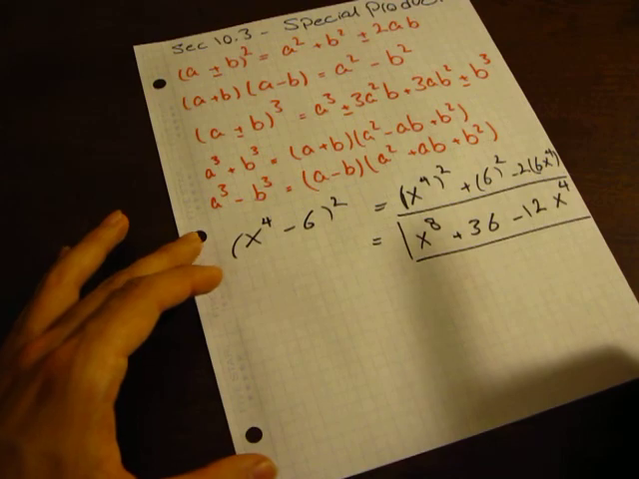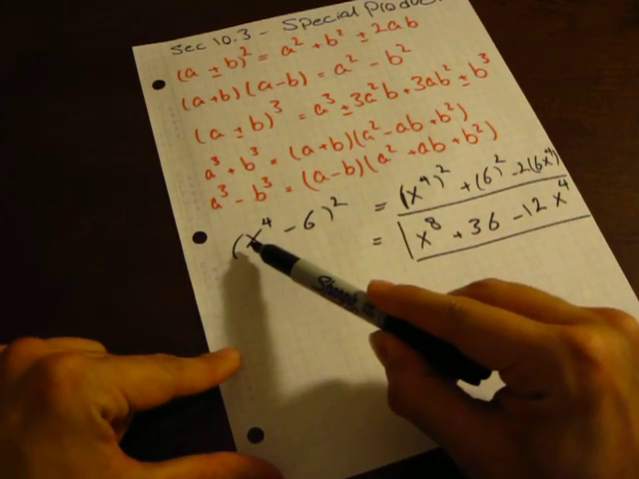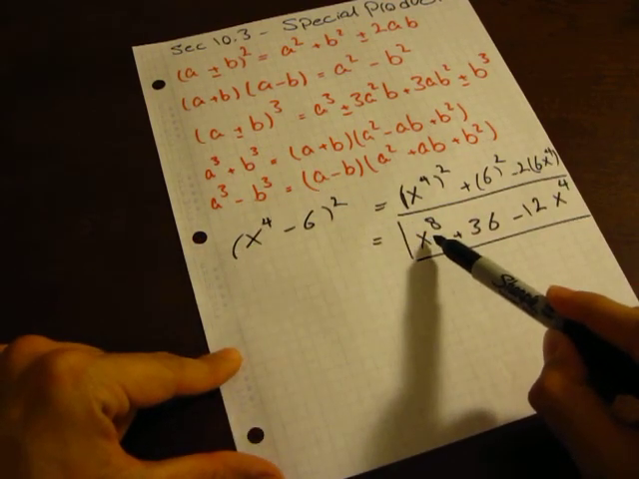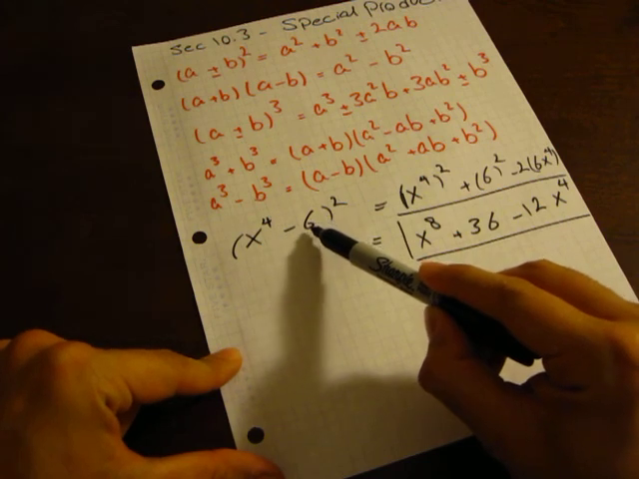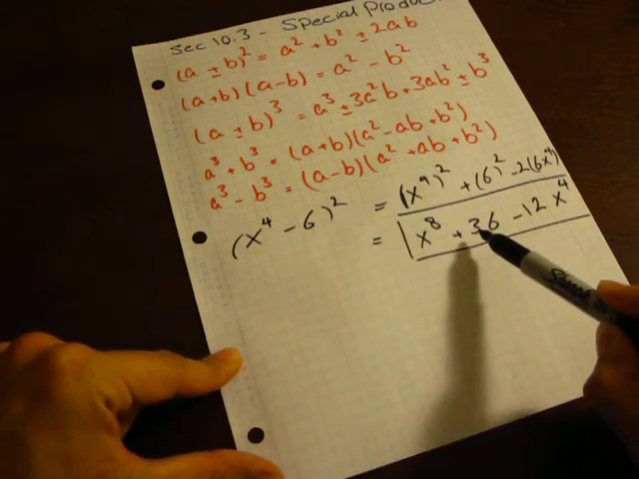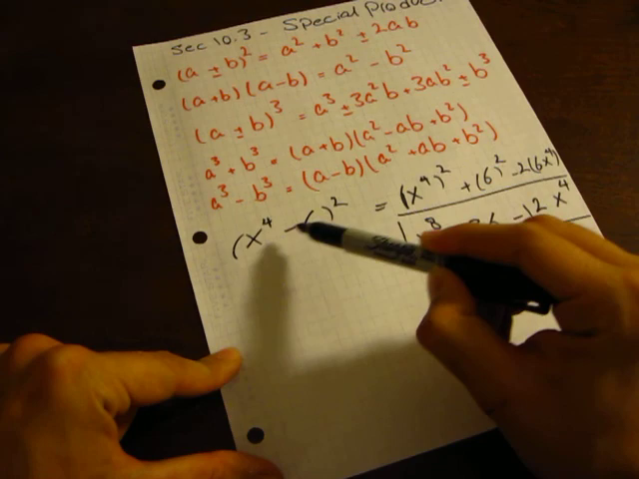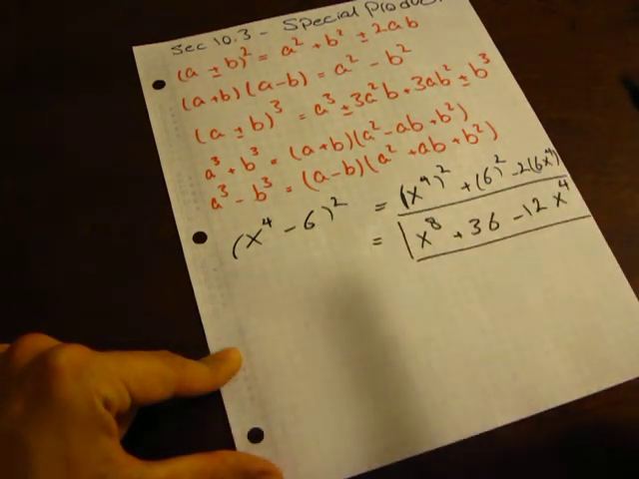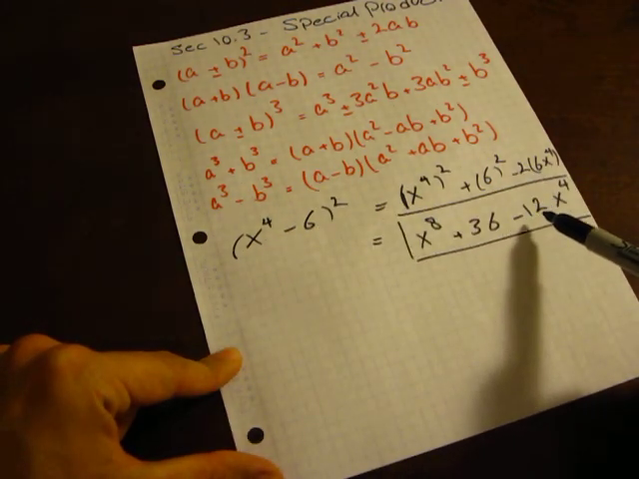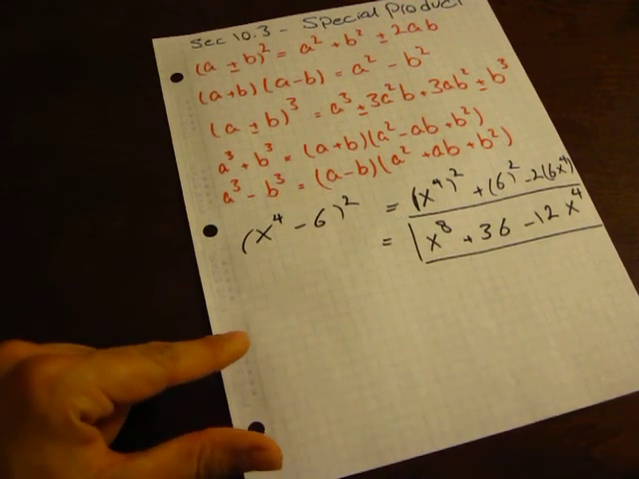So let's go over it one more time. The first term to the power of 2, x to the power of 8. Second term to the power of 2, 36. Minus 2 times first term times the second term, which is negative 12 x to the power of 4.